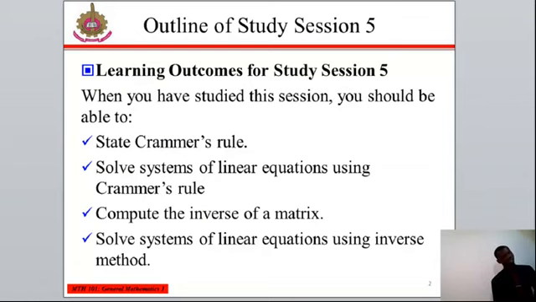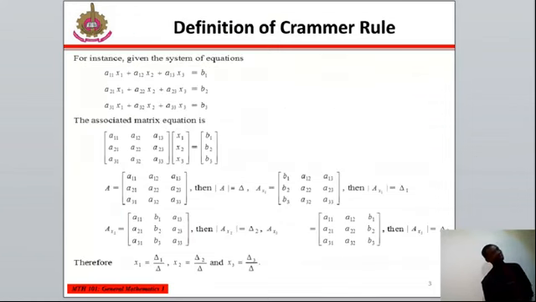Learning outcome for this study section: after you have studied this section, you should be able to state Cramer's rule. You should be able to solve systems of linear equations using Cramer's rule. You should be able to compute the inverse of a matrix, and finally you should be able to solve systems of linear equations using the inverse method.